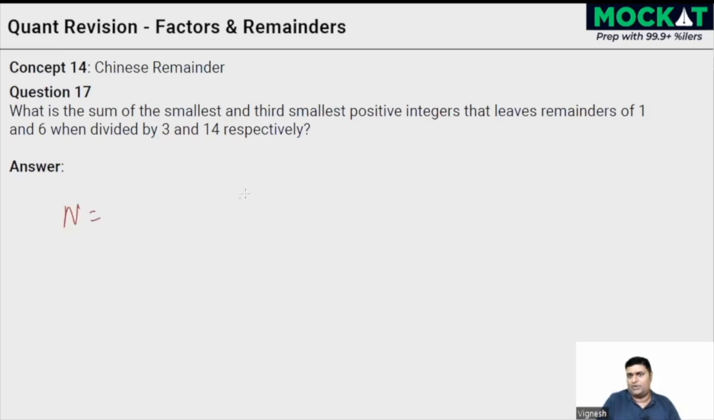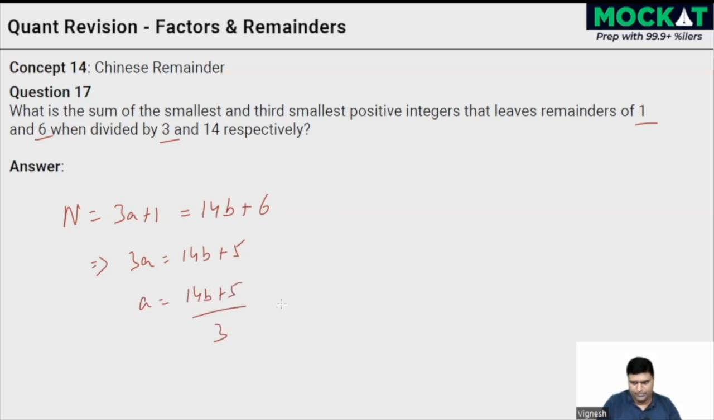We should quickly be able to write the number as what? When divided by 3, the remainder is 1, so 3a plus 1 is the number format. Divisor into some quotient plus remainder, dq plus r. Next, divided by 14, 14b plus remainder 6, right? Now Chinese remainder, what do we see in the lesson? Keep the smallest coefficient variable on one side: 3a equals 14b plus 5, so a equals (14b plus 5) by 3. We are concerned only about the remainder. 14 by 3, what's the remainder? 2. 5 by 3, remainder is 2.